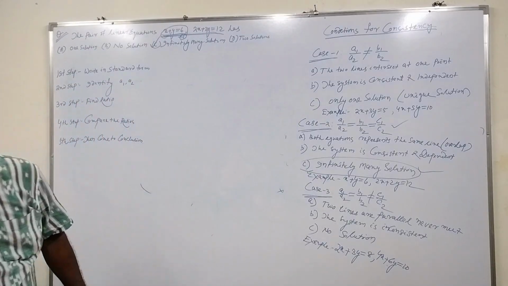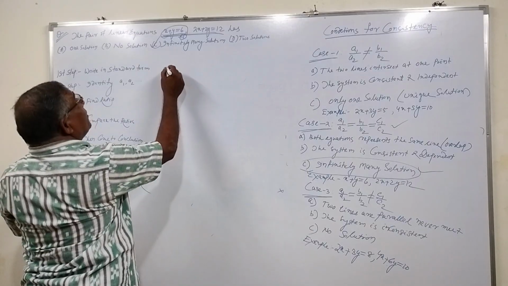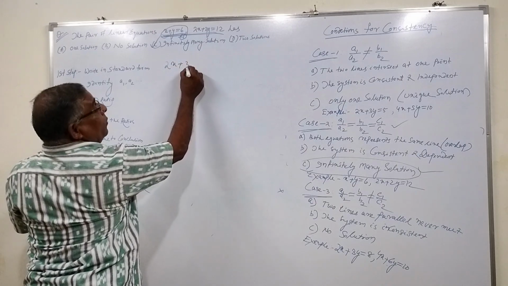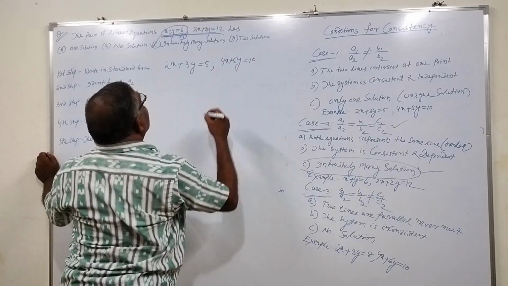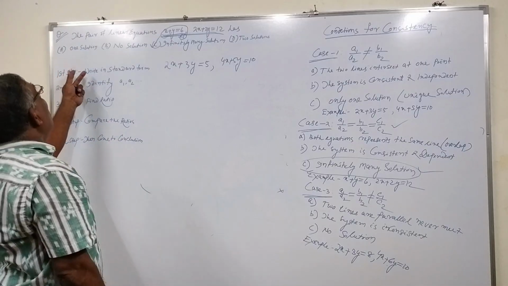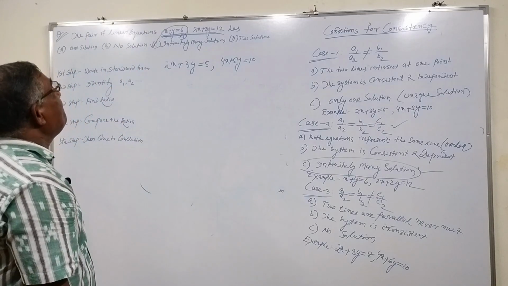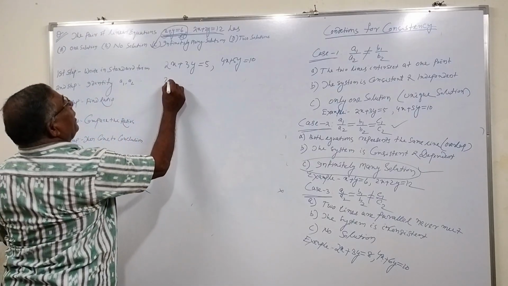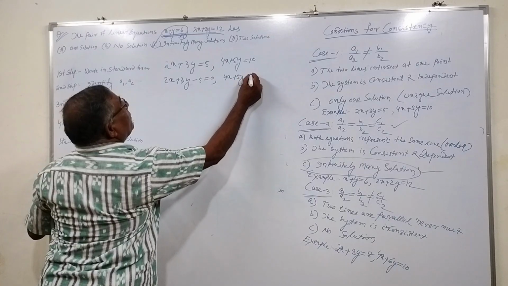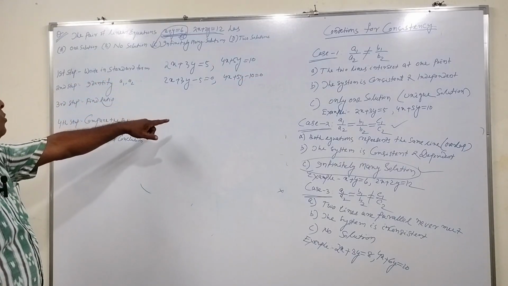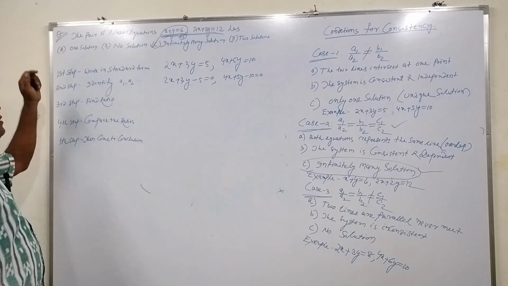One more, case 1 and case 3. If an equation is like 2x plus 3y equals 5 and 4x plus 5y equals 10, does it have one solution, no solution, infinite solutions or two solutions? If the options are like this, we can test. First write in standard form: 2x plus 3y minus 5 equals 0, then 4x plus 5y minus 10 equals 0. We write in standard form to check the solution.